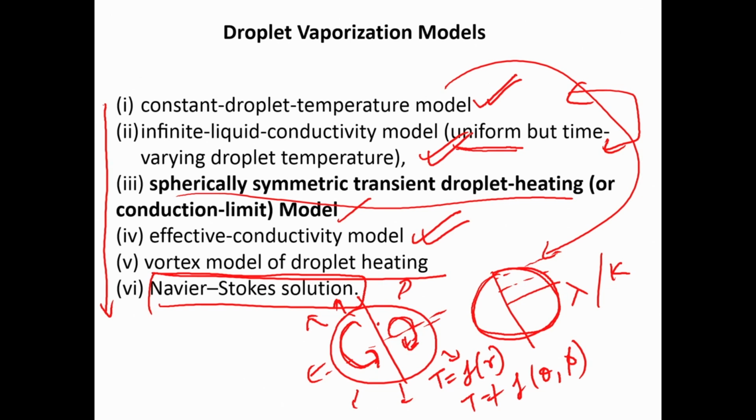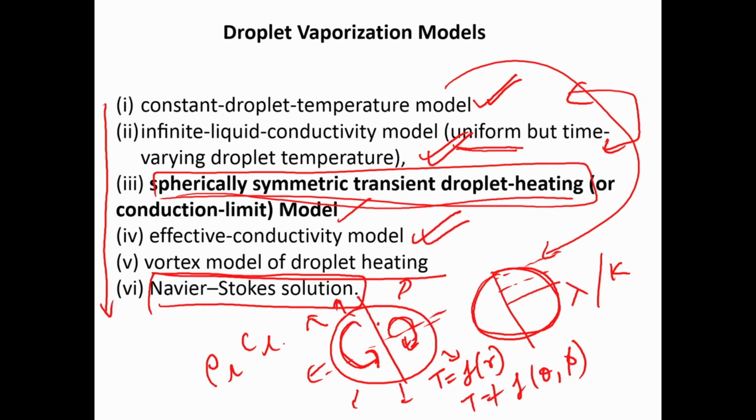But in cases where the droplet size is large, meaning the thermal mass is large, that means essentially your rho L Cl is large, and your thermal conductivity is not that high, in those cases you will find that the spherically symmetric transient droplet heating model is the correct way to do. That means you have to solve the energy equation, basically solve the conduction equation within the liquid droplet.